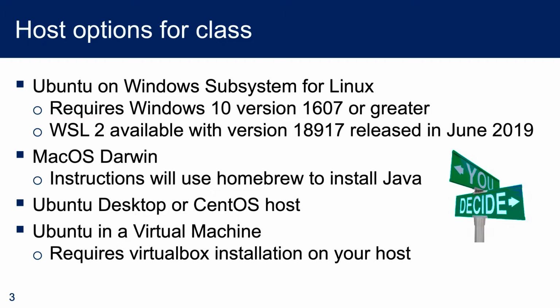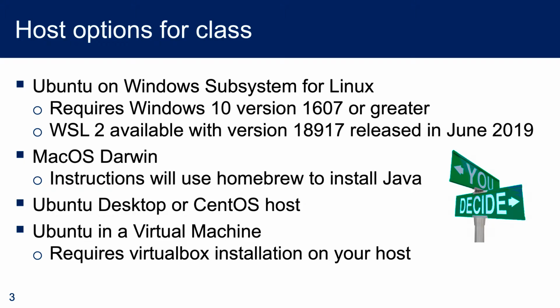If you're running a Mac, we'll install directly on Mac OS Darwin. It's a Linux-like OS, so we will use Homebrew to install Java, and basically everything else will work the same as it does in Linux. If you happen to have a Linux distribution directly installed on your hardware, either Ubuntu Desktop or CentOS, then things will just work as normal. You can just follow the Hadoop setup instructions.